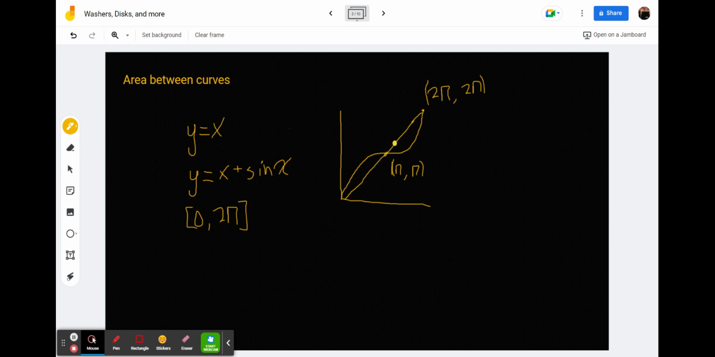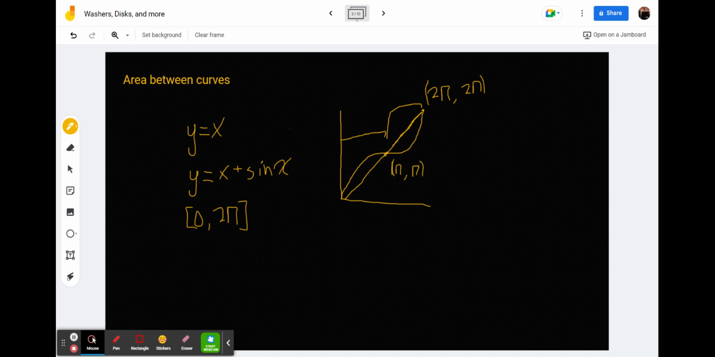And what ends up happening is that the y equals x graph has the larger area in this section. The area underneath the y equals x graph is larger than the area underneath the y equals x plus sine x graph from pi to 2 pi. While in here, it's the y equals x plus sine x that has a higher area underneath it than the y equals x graph from the domain 0 to pi.